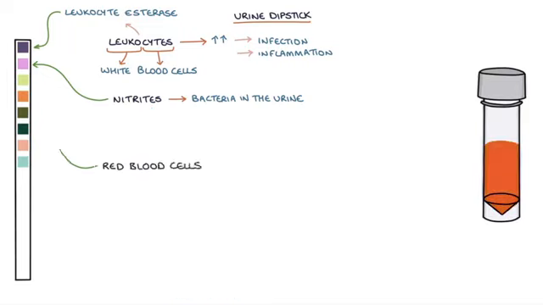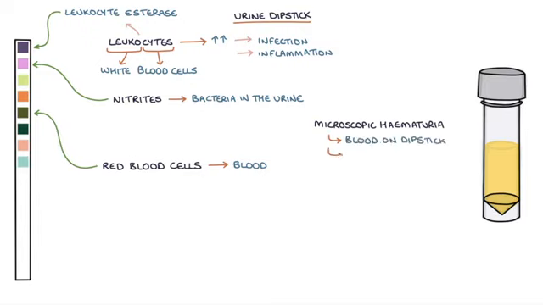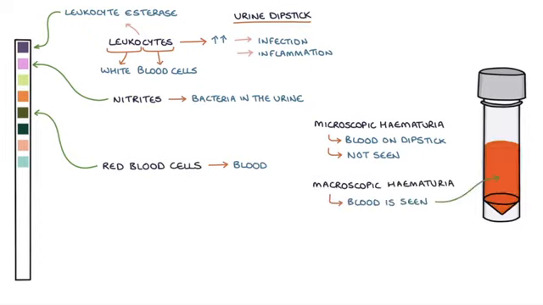Red blood cells in the urine indicates blood. Microscopic hematuria is where blood is identified on a urine dipstick but not seen when looking at the sample. Macroscopic hematuria is when blood is seen in the urine. It's visible inside the urine. Hematuria is a common sign of infection but can also be present with other causes such as bladder cancer or nephritis.